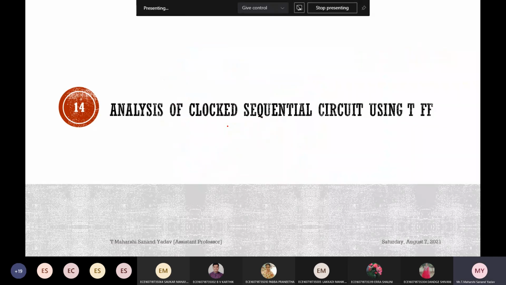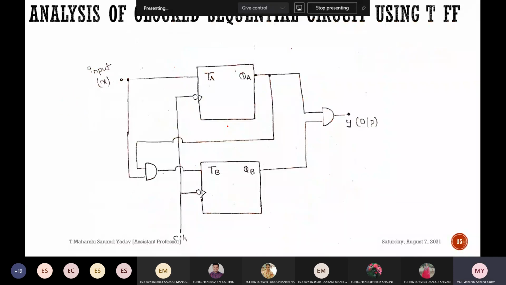Now you solve me this problem and tell me the answer. Analysis of clocked sequential circuit using T flip-flop. Among these 3 questions, one long is compulsory. If you want, you can try with SR flip-flop also. Tell me the answers for TA and TB.